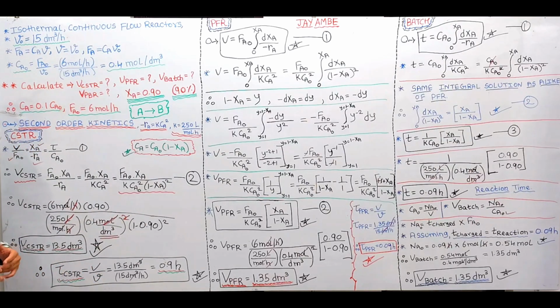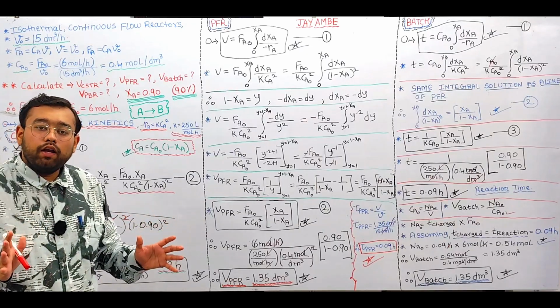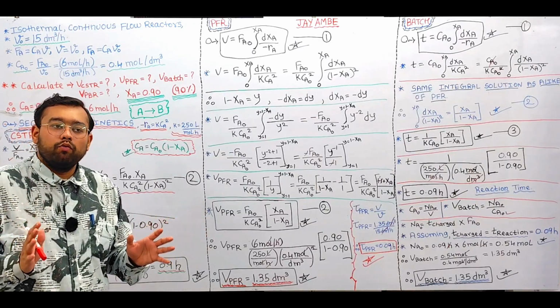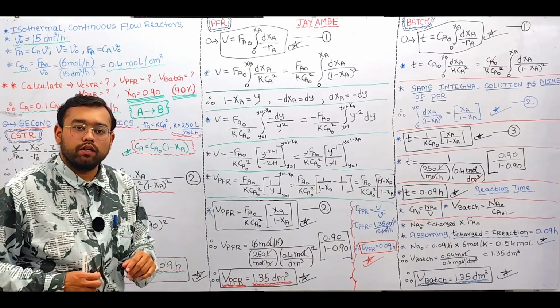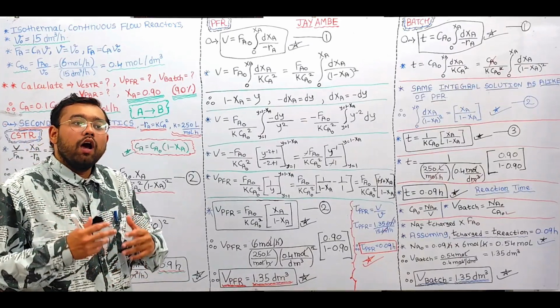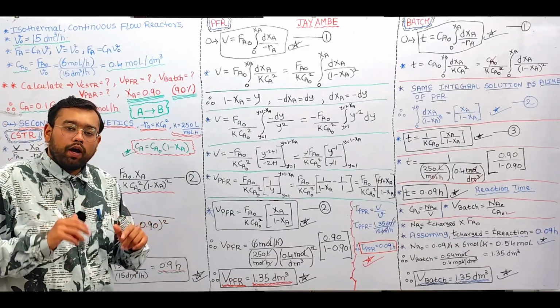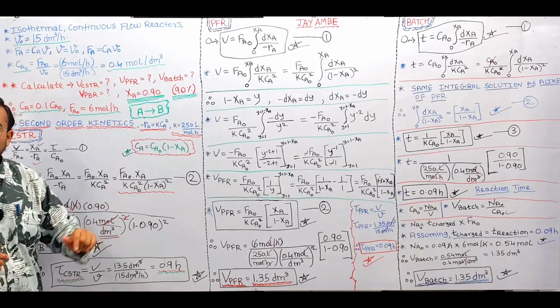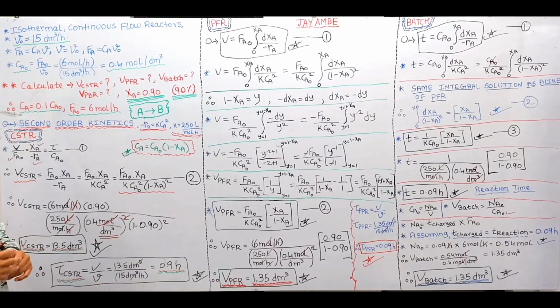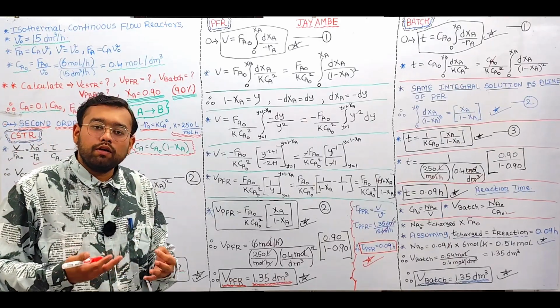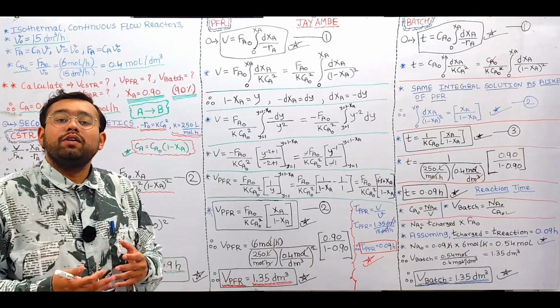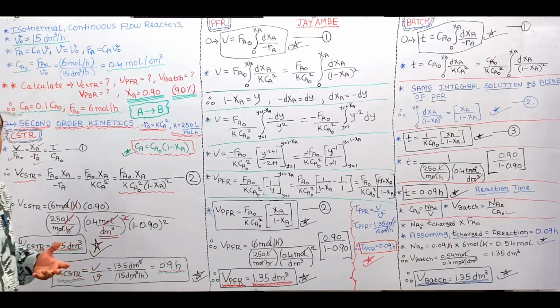Okay. Now the second question is, we have designed the volume of the CSTR, which comes out to be 13.5 cubic decimeter, required to achieve the 90% conversion. But now the second question is, how much reaction time do we require in order to achieve the same desired conversion of 90%, right? So let's understand that and let's calculate. By using the fundamental concept of the space-time, we calculate the reaction time.